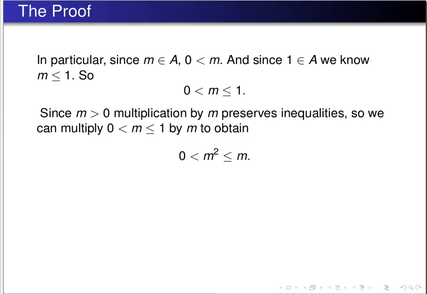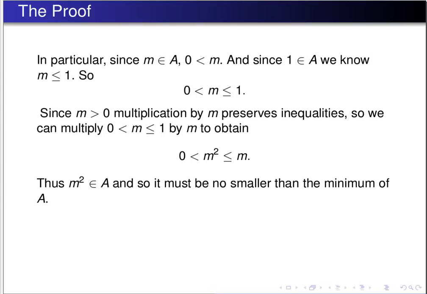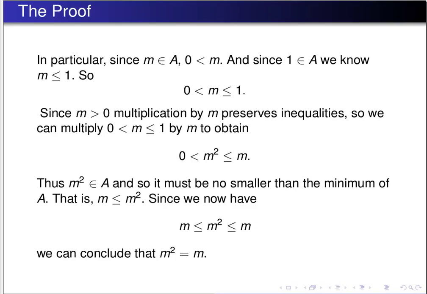Okay, so maybe you can see where this is going. m squared is an element of the set A, because it's greater than 0, and so it can't be any smaller than the minimum of A. In other words, we have to have that m is less than or equal to m squared. The minimum of the set A has got to be less than or equal to m squared. And so we know that m is less than or equal to m squared is less than or equal to m, and that implies, by trichotomy, if you'd like to use it, m squared is equal to m.